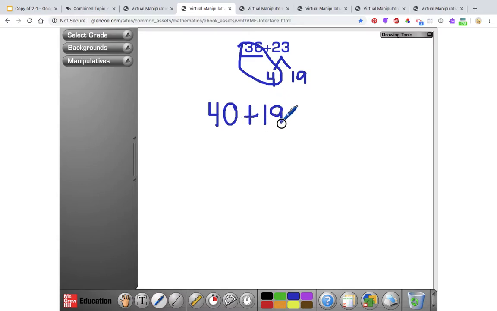And because that first number is now a nice group of 10, that makes it a lot easier to add in my head. I can just add that to the tens place. So I know that I have 59. So that's another example of how you can break apart those numbers to make it easier to add in your head or through mental math.